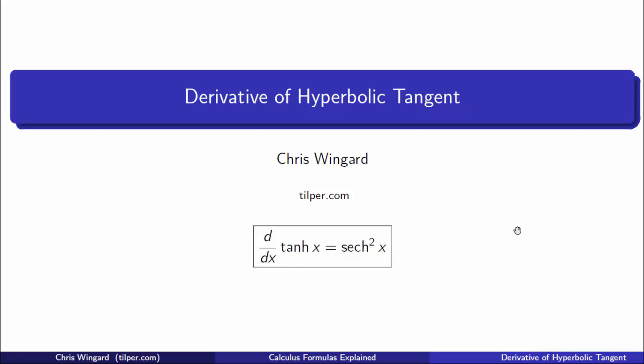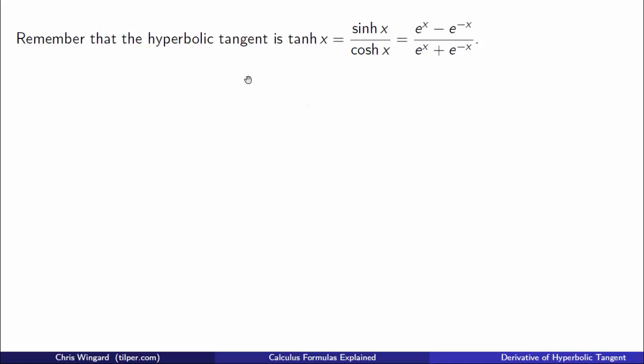So now let's go ahead and check out the derivative of the hyperbolic tangent and see that that derivative is equal to the hyperbolic secant squared of x. So remember, the hyperbolic tangent is the hyperbolic sine divided by the hyperbolic cosine, which if we were to write this out in terms of the exponential definitions, we would get e to the x minus e to the negative x all divided by e to the x plus e to the negative x. So we'll need the quotient rule.